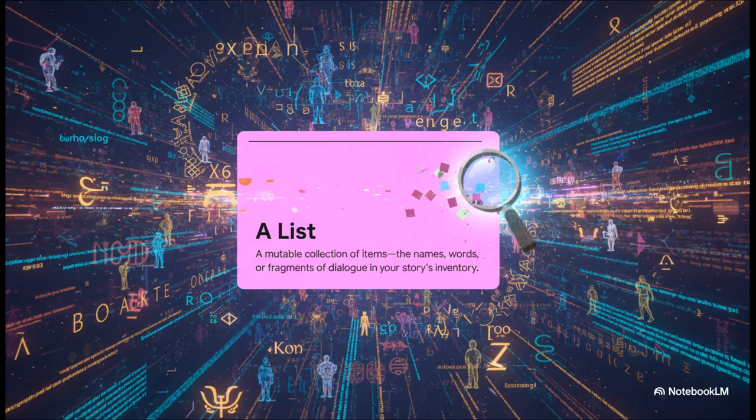Well, we put them in a list. A list is your inventory, it's your gallery. It's this wonderfully flexible container where you can store all the fragments of your story. The individual words from a pledge, character names from a novel, absolutely anything you choose.